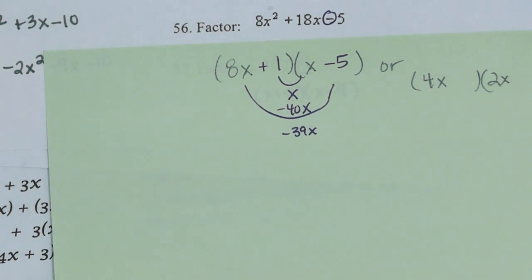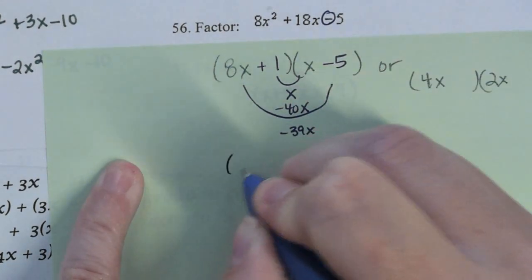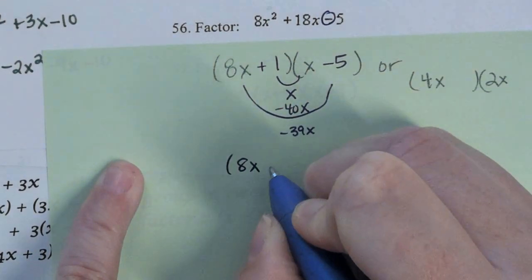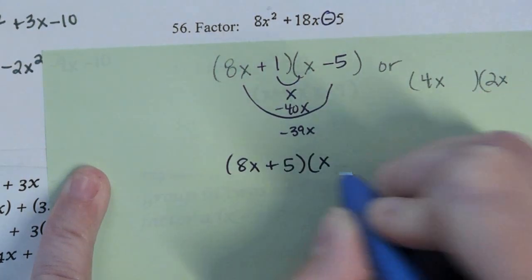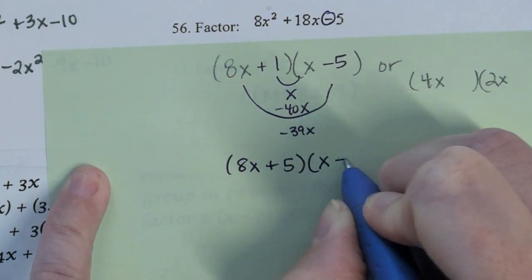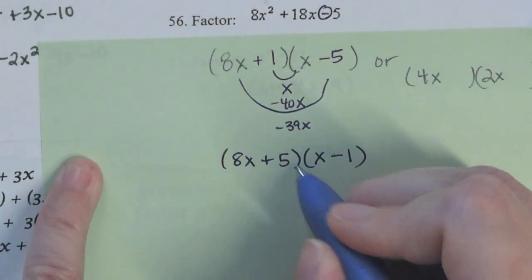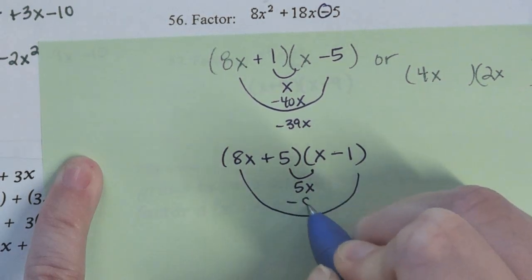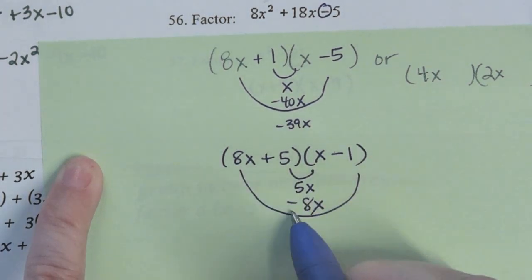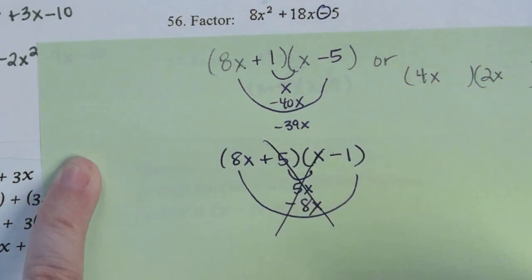No, I want 18, right? So that's not going to work. When you have a number on the outside, though, you do have to check and make sure that you flip the numbers. So let's check and see if 5 works in the middle here. So 5 times x would be 5x. This would be negative 8x. 5 minus 8 is negative 3. Again, not what I want, so that doesn't work either.